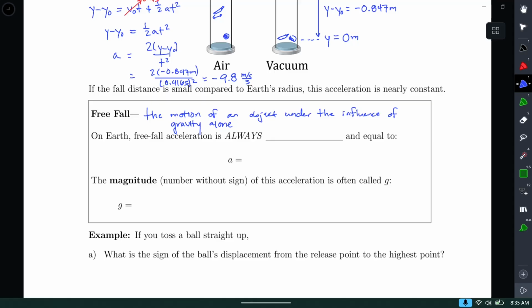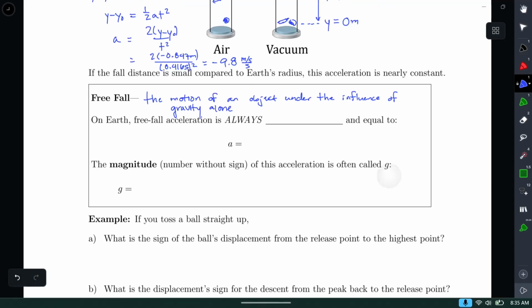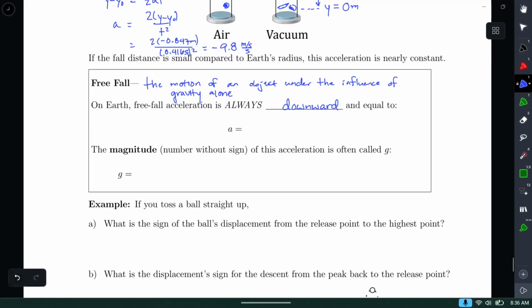And this is always going to be true on Earth's surface. So you drop anything anywhere on Earth, you will measure this number. I could put an asterisk on that, but I'm not going to make things more confusing right now. So it is always downward. Anywhere on Earth you go, you drop something, it's going to fall straight down. And it will have an acceleration of negative 9.8 meters per second per second.